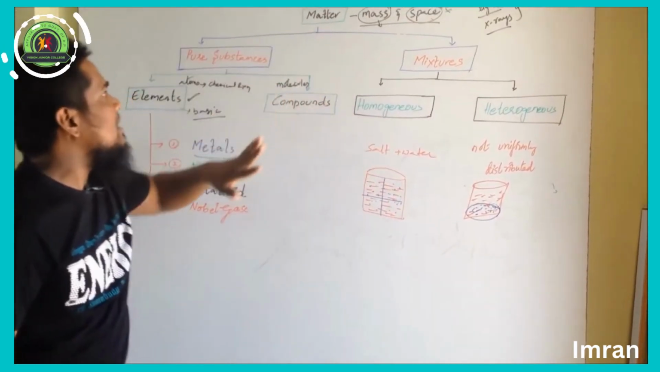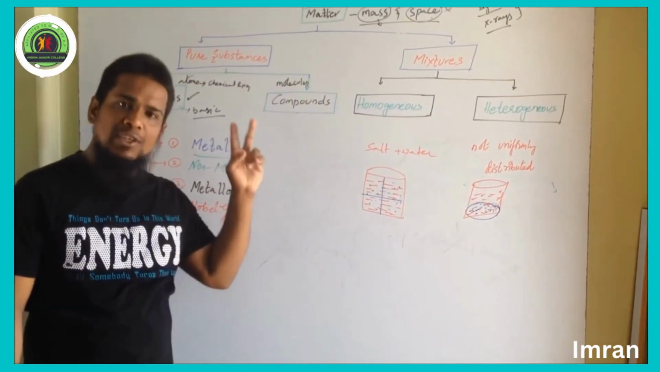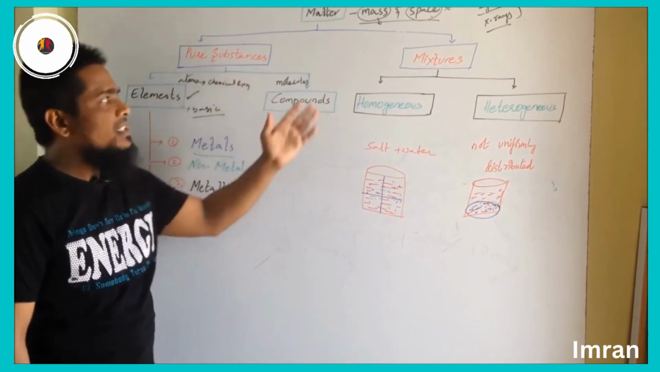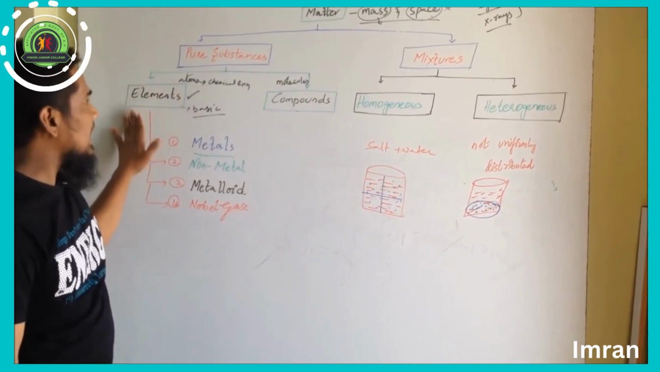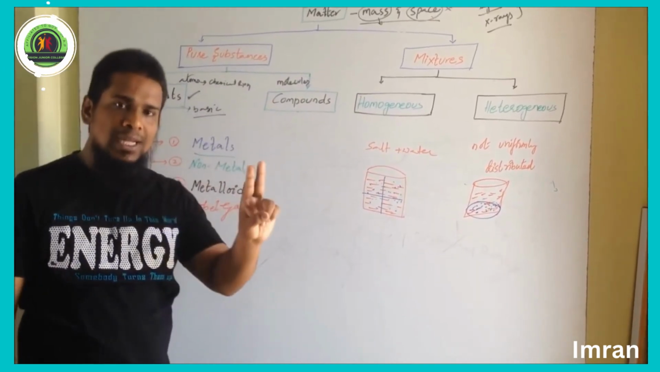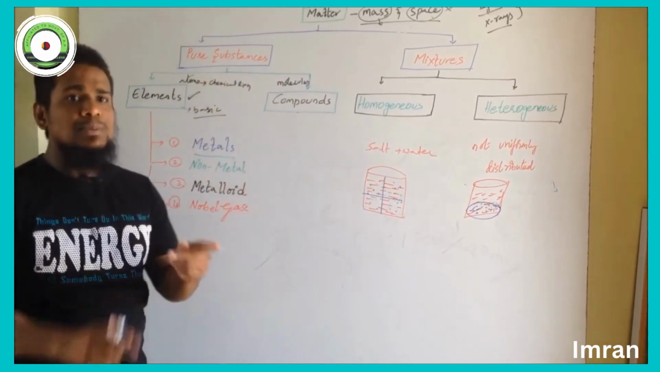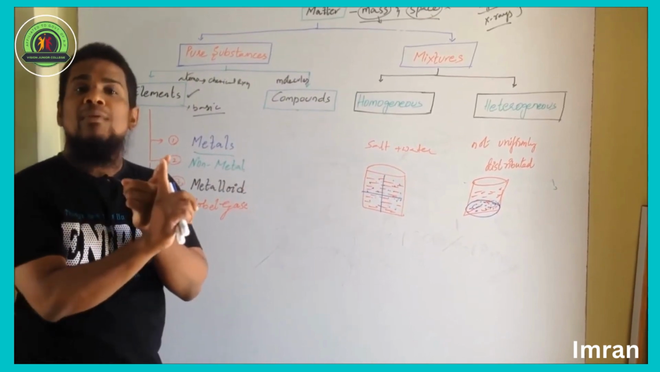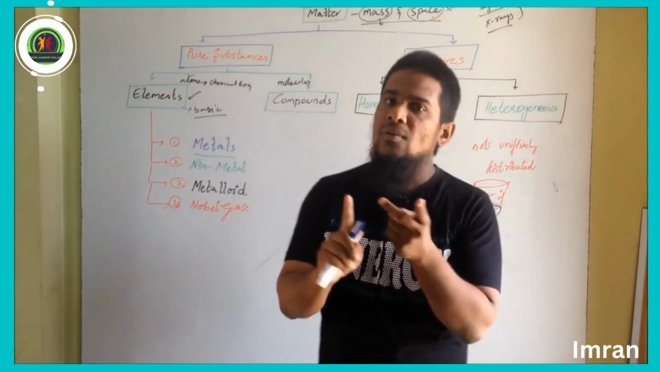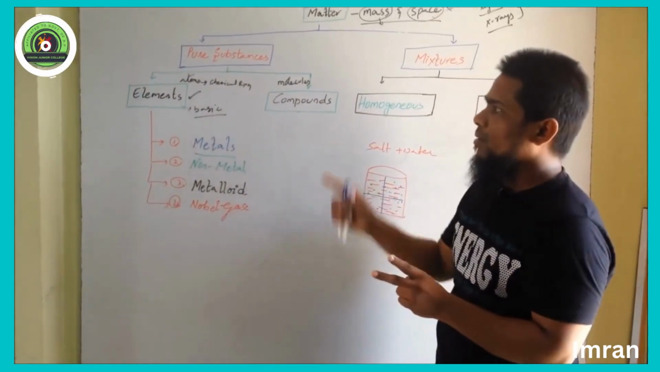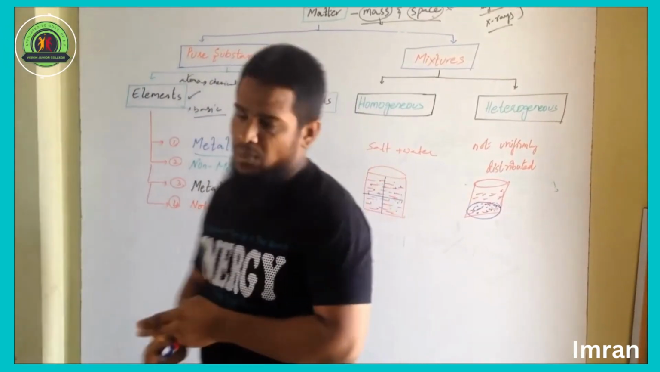Now matter can be classified into how many types? Matter can be classified into two types. One is pure substances, another one is mixture. And pure substances, again they are classified into how many types? They are classified into two types. What is a pure substance? A pure substance contains only one type of elements or one type of molecules, one type of atoms or one type of molecules.